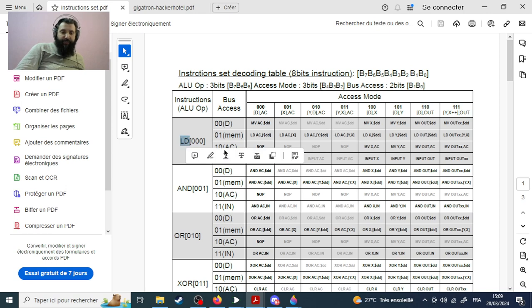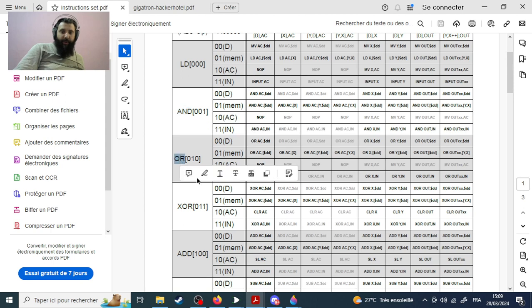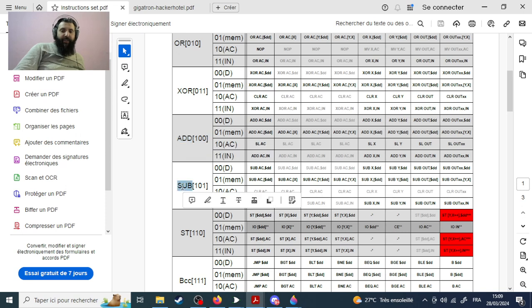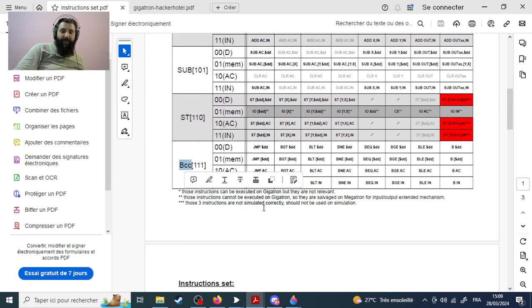We have the load instruction. We have the AND, logical AND instruction. We have the OR instruction. We have the XOR instruction. We have the add instruction. We have the sub instruction. We have the store instruction. And we have the BCC instruction, the branch instruction. We have 8.